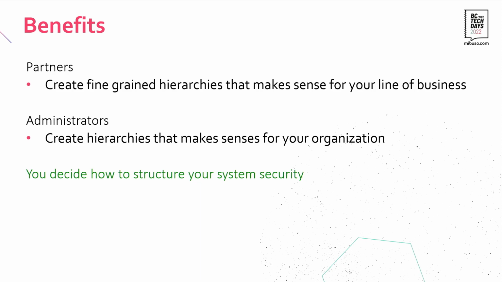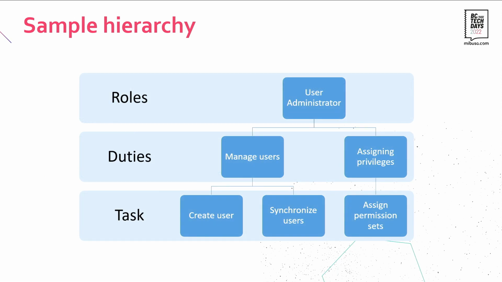So you decide. And just as a sample, you could decide to have a structure where you have roles, duties, and tasks. So you have the bigger role on top, which includes all the duties that you expect this role to fulfill. And in order to do this duty, this user needs to have access to these tasks. And then underneath the task, you will have the actual permissions. This is something that we at least believe users will have an easier time to relate to, because you're giving access to what the user needs to do.